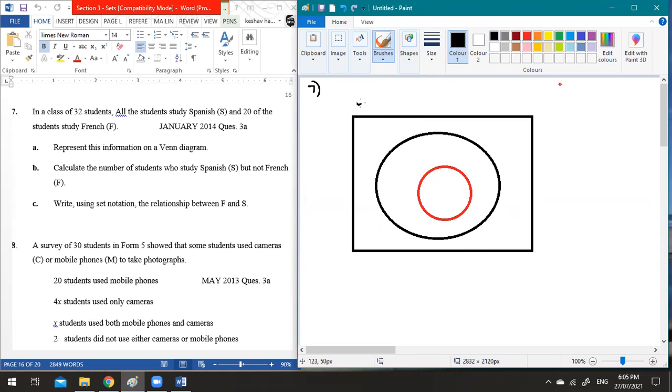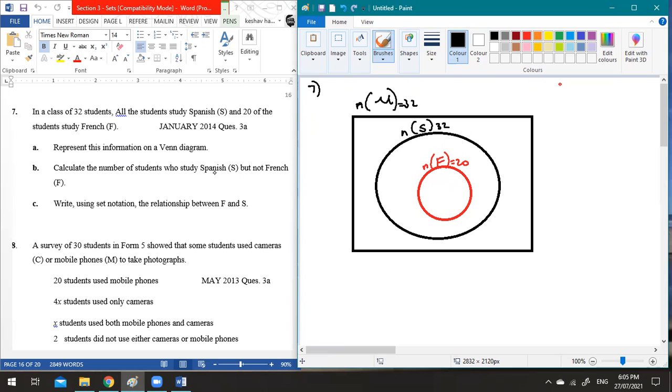So again, let's label. The number of elements in the universal set will represent all the students, which is 32. This will be the Spanish students, which is all. Right? So the number of elements in the Spanish is 32. And this is French. So the number of students in the French class is 20. That's the diagram.